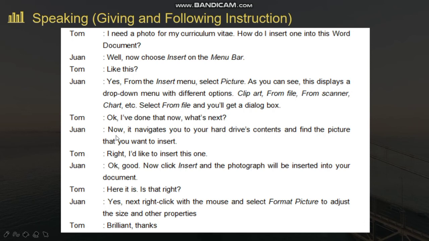What's next? Now it navigates you to your hard drive's content and find the picture that you want to insert. Right, I'd like to insert this one. Okay, good. Now click insert and the photograph will be inserted into your document. Here it is, is that right? Yes, next, right-click with the mouse and select Format Picture to adjust the size and other properties. Brilliant, thanks.